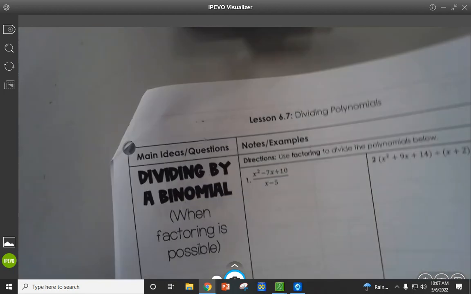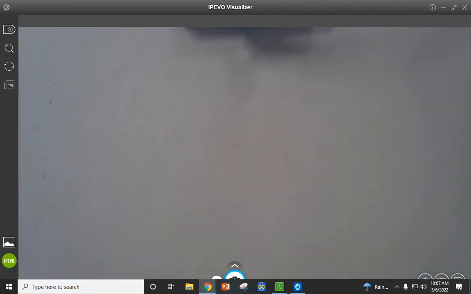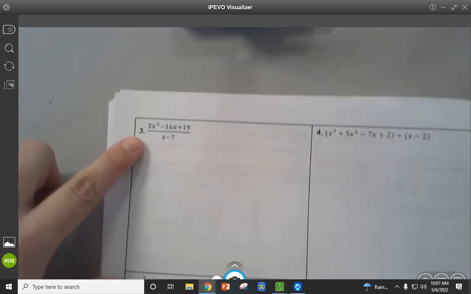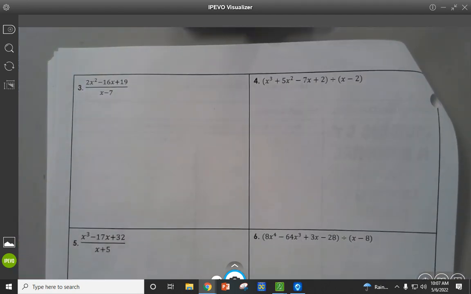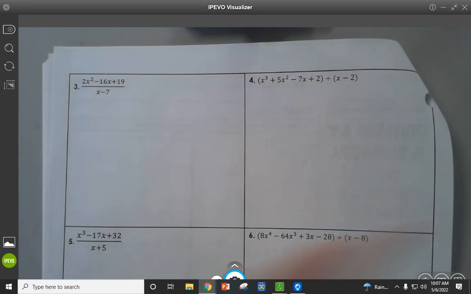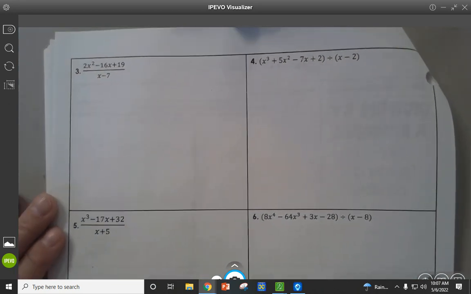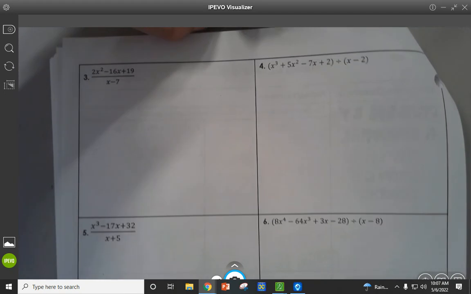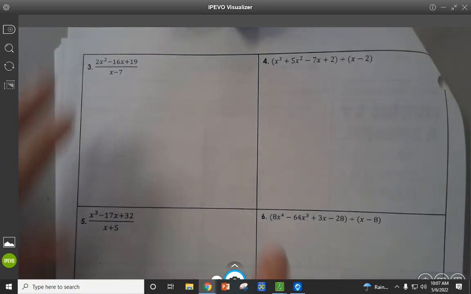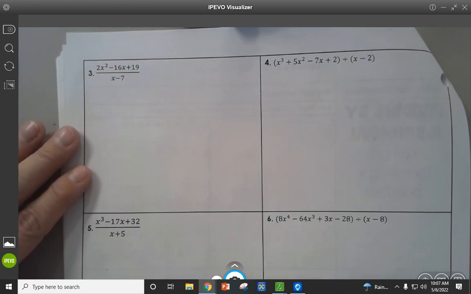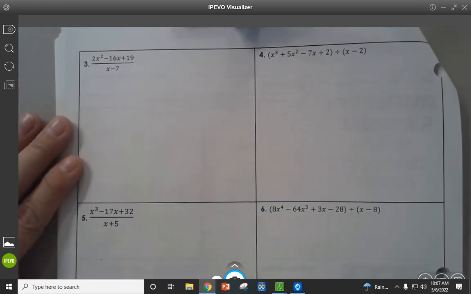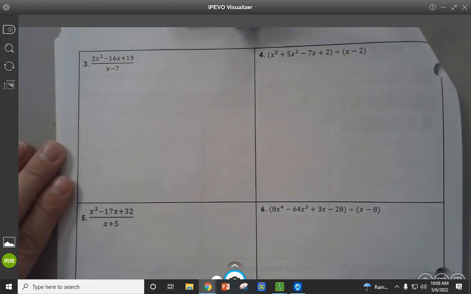So let's go to another example. This one is written a little bit different, but it means the same thing. I just wanted you to see both ways of having that question. So this is 2x squared minus 16x plus 19 divided by x minus 7.